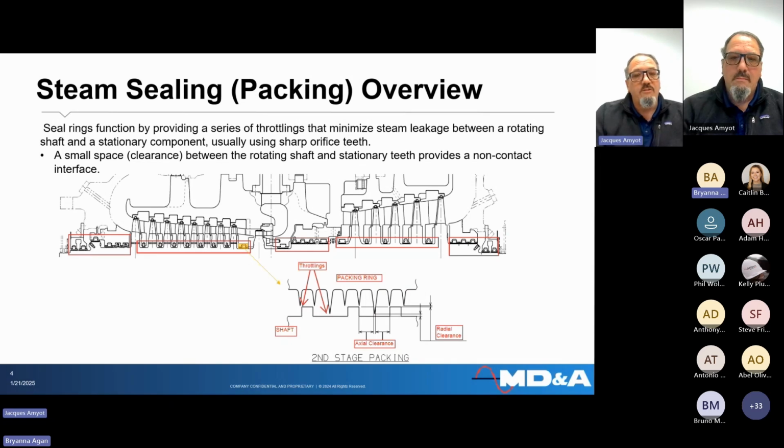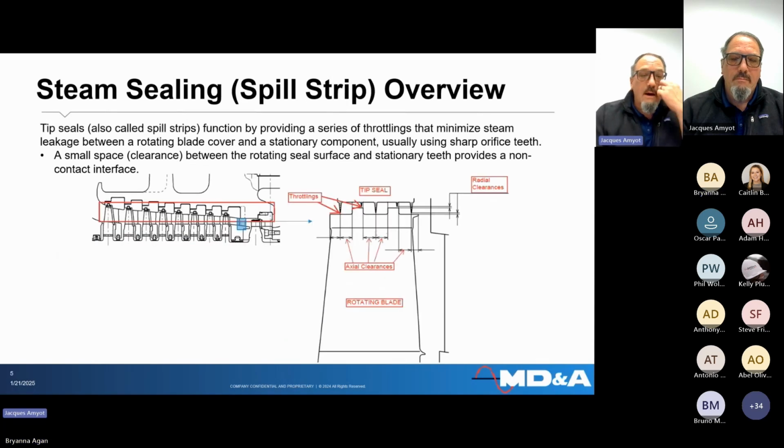Just in terms of how the types of seals we're talking about typically work, they function primarily by providing a series of throttlings or pressure drops to minimize seal leakage between a rotating shaft and a stationary component. That is usually using sharp orifice teeth, although there are other technologies that perform the same purpose. When using sharp orifice teeth, the small space between the rotating shaft and stationary seal provides a non-contact interface. In other words, you don't have the seal teeth rubbing on the rotor.